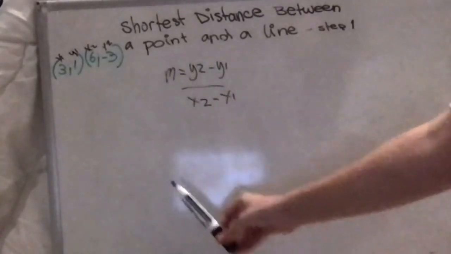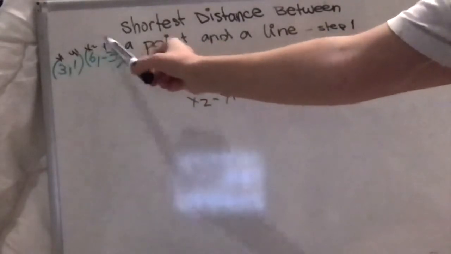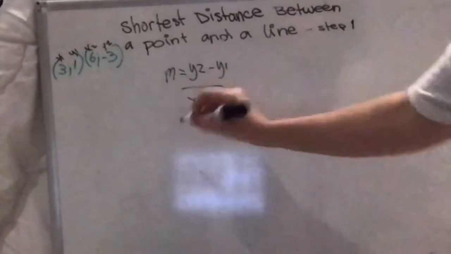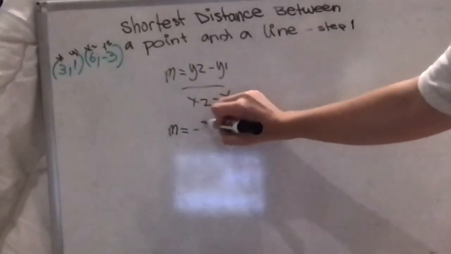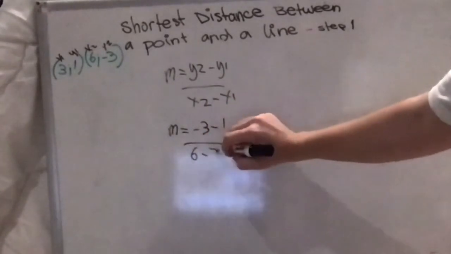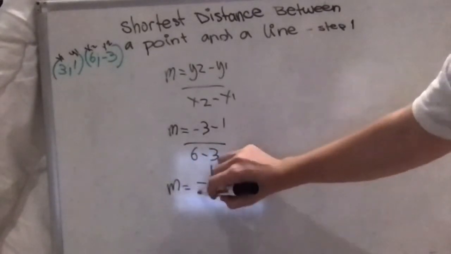So as I wrote down, the second point, which is y, would be y2 and y1, and then we have x2 and x1. So all we do now is replace. So m equals minus 3 minus 1 over 6 minus 3, which would give us minus 4/3.